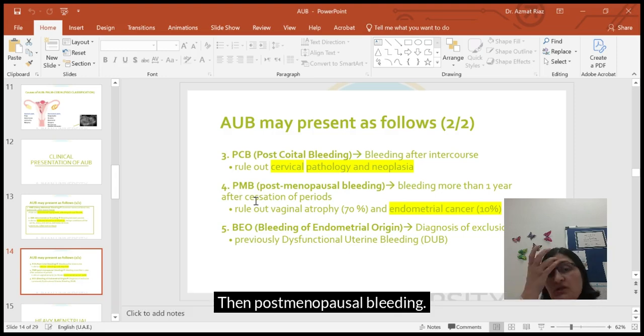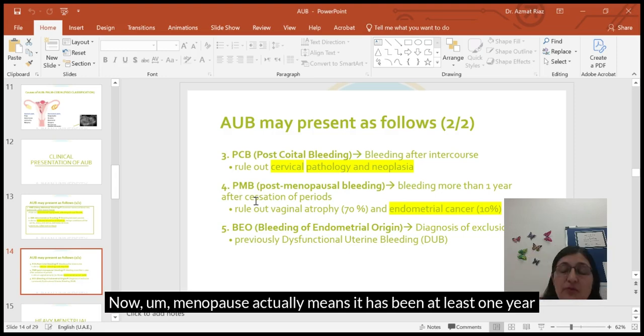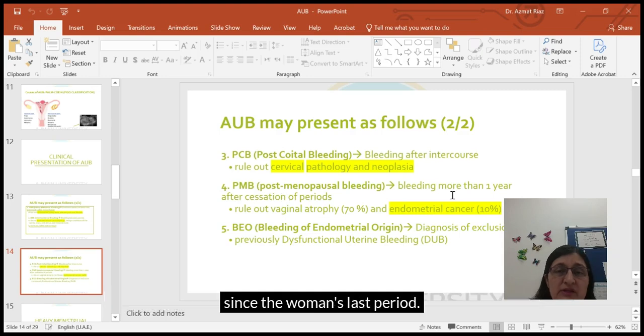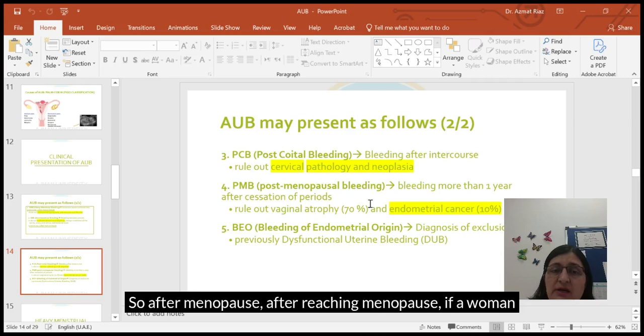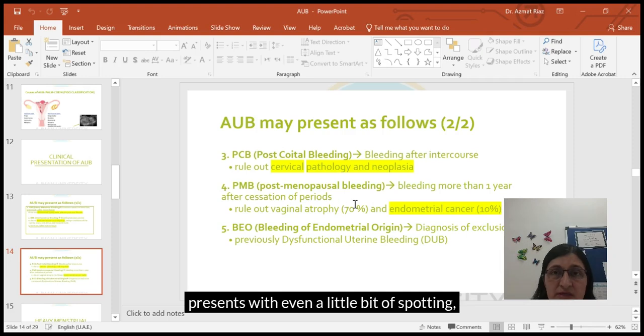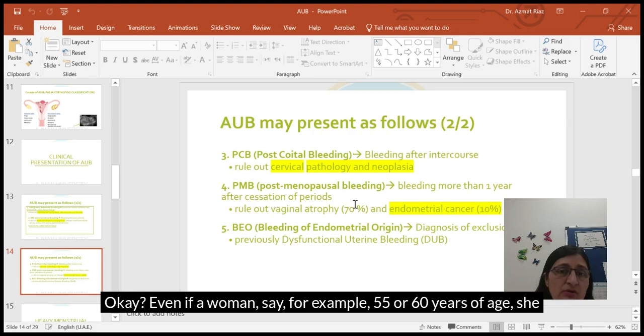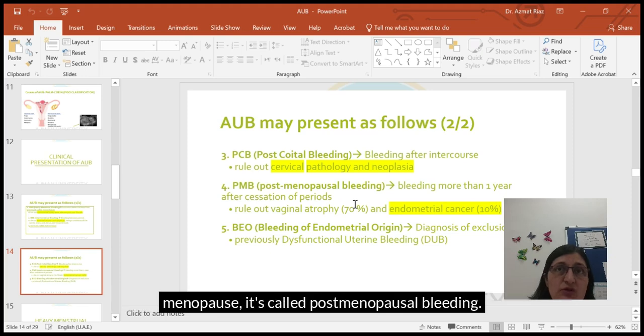Then post-menopausal bleeding. Now, menopause actually means it has been at least 1 year since the woman's last period. So after reaching menopause, if a woman presents with even a little bit of spotting, it does not need to be heavy bleeding. Even if a woman, say for example 55 or 60 years of age, comes with a little bit of bleeding, and if she has reached menopause, it's called postmenopausal bleeding.